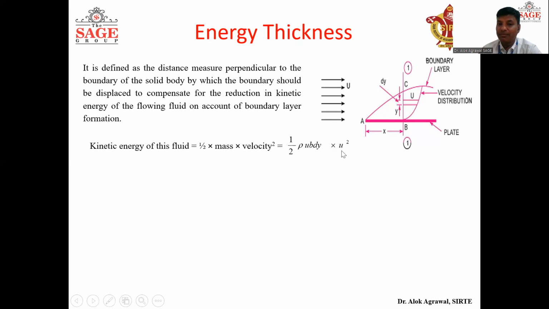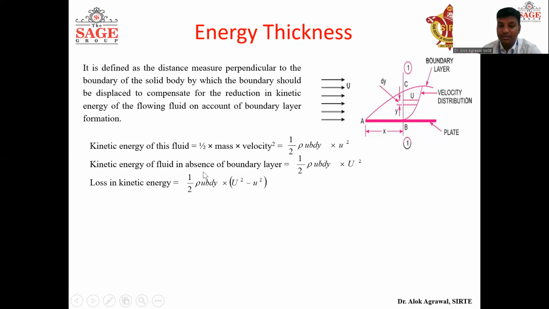And when we multiply it by velocity squared, the velocity of fluid passing through this strip, we get the kinetic energy of the fluid. Now suppose the plate is not present, what will be the kinetic energy? This small u will be replaced by capital U. So in the absence of the boundary layer, the kinetic energy will be half rho u b dy into capital U squared. So the loss of kinetic energy will be half rho u b dy into (capital U squared minus small u squared). This will be the loss of kinetic energy.